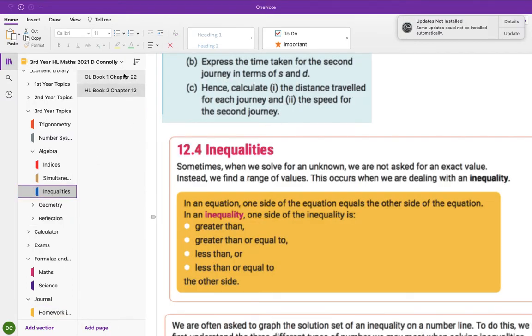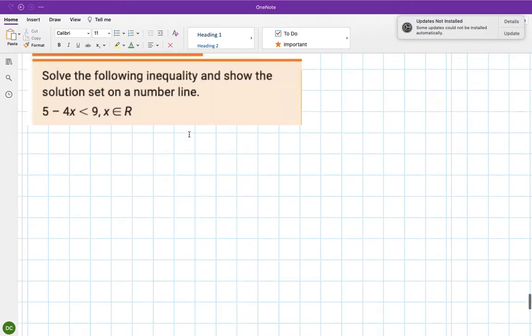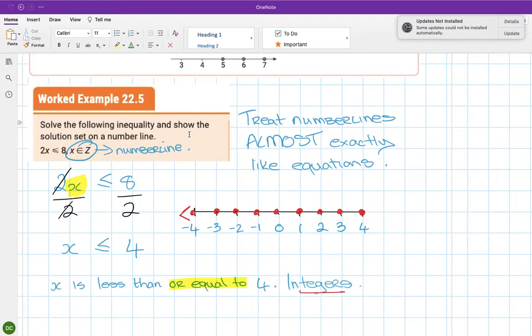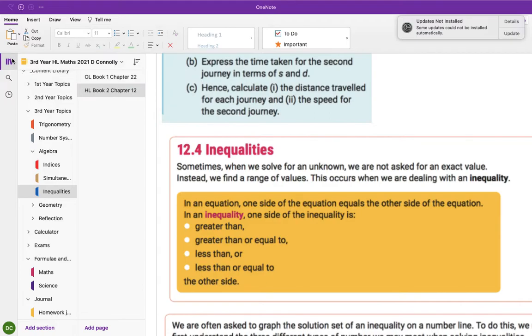Okay, so I did tell you that, when did I say it? Here. I said you treat the number lines almost exactly like, what did I mean by that? That's not right. I think I meant treat inequalities. So you treat inequalities almost exactly like equations, okay? So the only time you don't is when you have to divide by a negative number, okay?